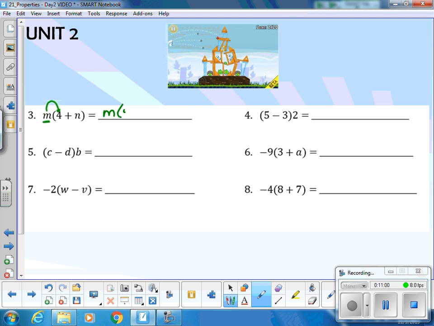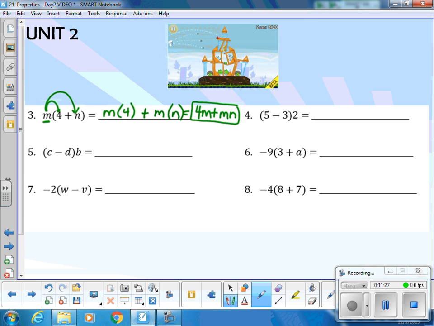So M's being multiplied by 4. Now M's going to be multiplied by N, and it's positive, so we're going to put the positive in the middle. And I can rewrite this. Typically, when you see your coefficients, the number comes first. So it would be 4M plus Mn. And what allows us to switch that around, what property? The one that allows us to change the order of multiplication is the commutative property.